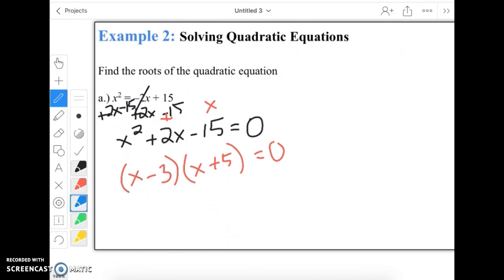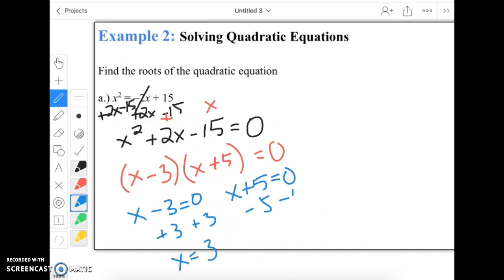So then again, we would set both of these equal to 0. X minus 3 equals 0. X plus 5 equals 0. And add 3. So x equals 3. And then subtract 5. So x equals negative 5. Those are our two different terms there.